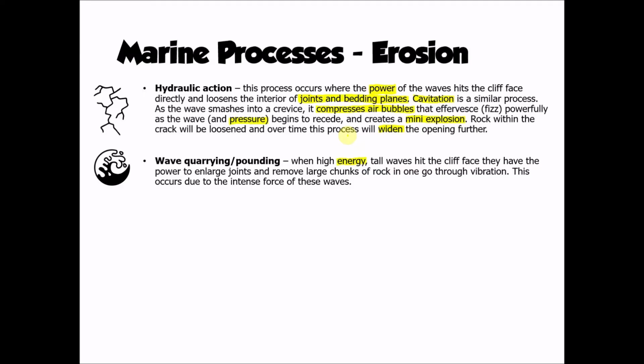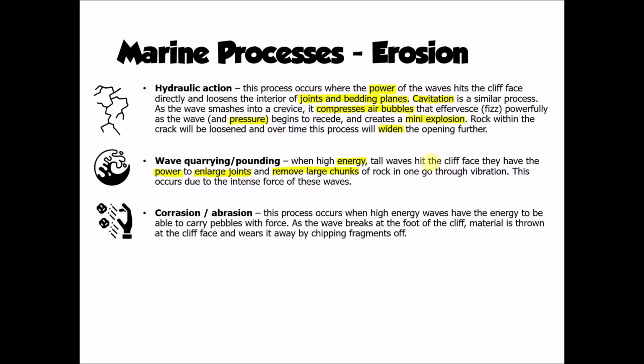So tall, large, destructive waves hitting a cliff face, they transfer a lot of power onto the cliff face, and that again is going to enlarge cracks or joints in the rock. It's going to perhaps remove large chunks of rock, be able to dislodge boulders through the vibration and the force of the water hitting the cliff, and this is most common perhaps during storms, when we have our largest waves. That's when wave pounding or wave quarrying is going to be at its most intense.